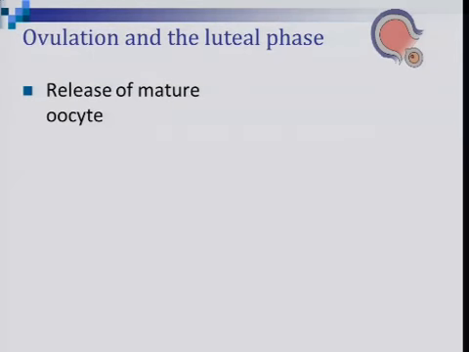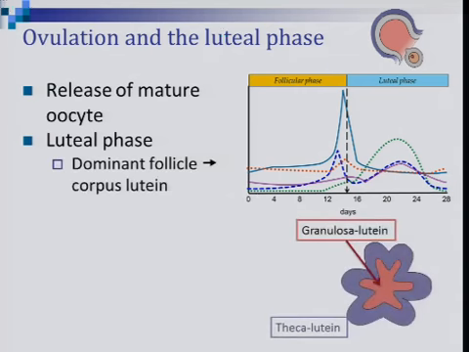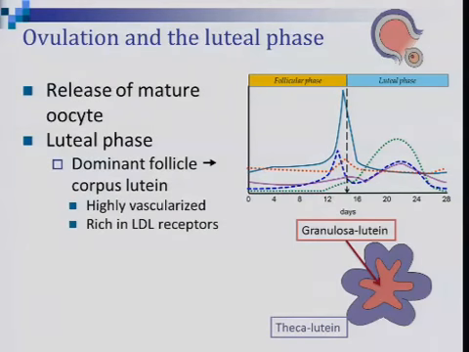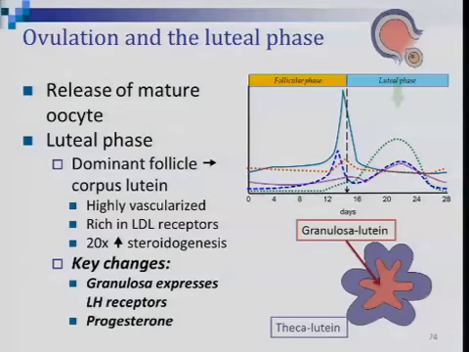Ovulation is the release of the mature oocyte, and that heralds the beginning of the luteal phase. The dominant follicle differentiates into a corpus luteum. It's highly vascularized. It's rich in LDL receptors, and it increases steroidogenesis almost 20-fold. The key changes are that the granulosa lutein starts to express LH receptors, and that leads to the synthesis of progesterone.